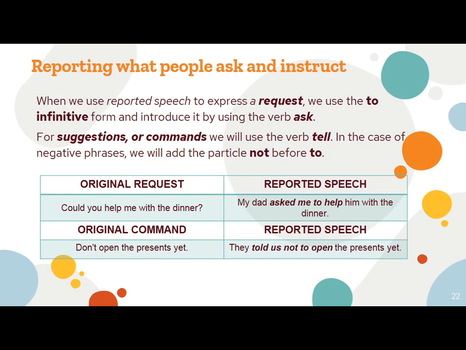And that's why we have: my dad asked me. We're using the same verb ask, and the structure will be different because instead of saying my dad asked me if I could help him, no, instead of using if I could, we're going to use the to-infinitive. My dad asked me to help him with the dinner. In some cases, in the request part, we're going to have please. If we find a please, it's because we're having a request over there.